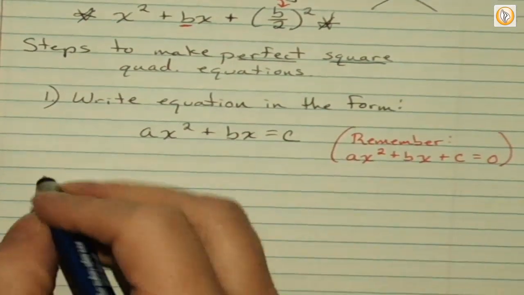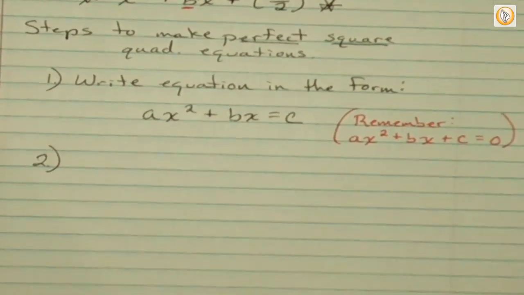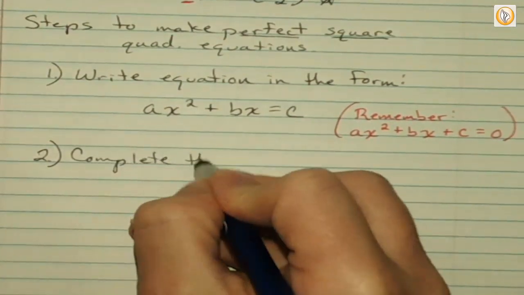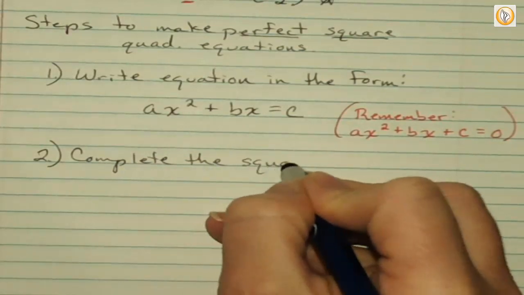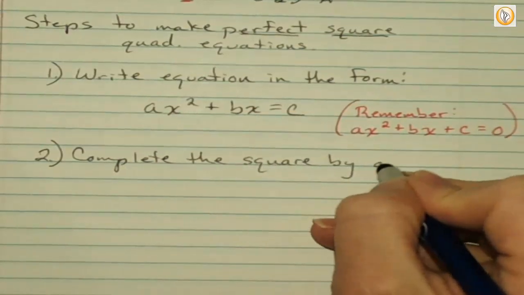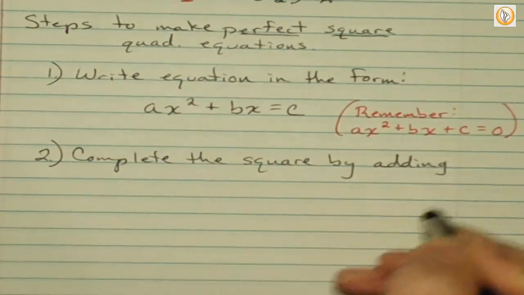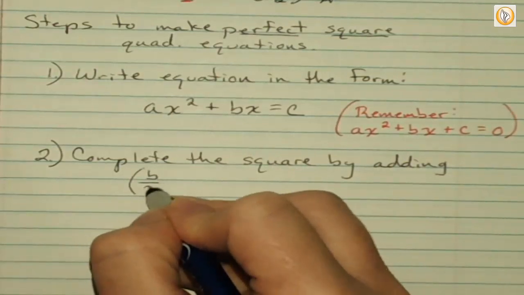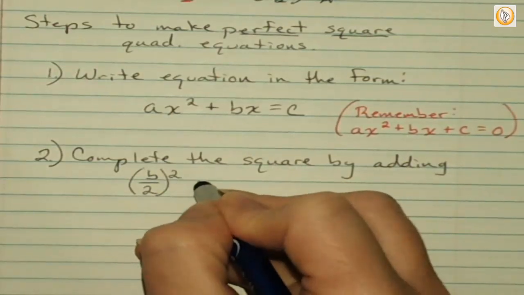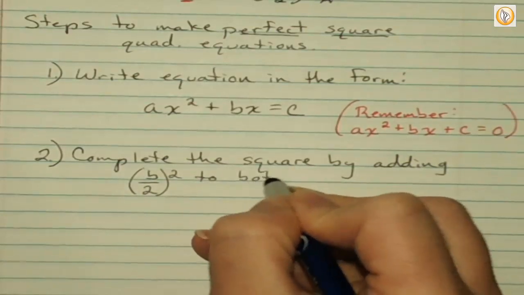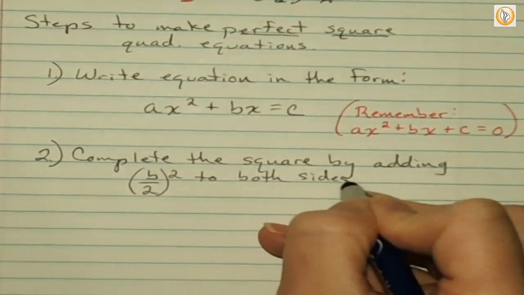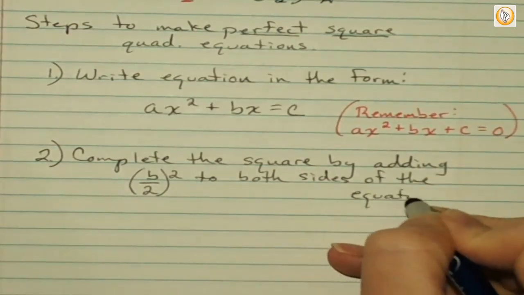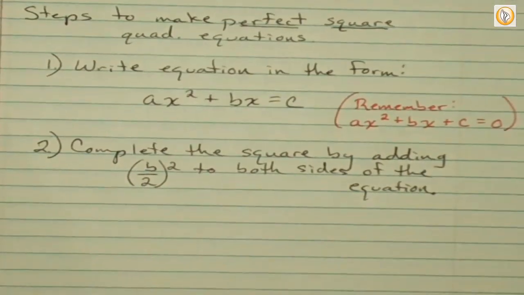Okay? So, step 2. Complete the square by adding, here's where it gets crazy, b divided by 2 squared to both sides of the equation. Make sure you have all this written down. Trust me.